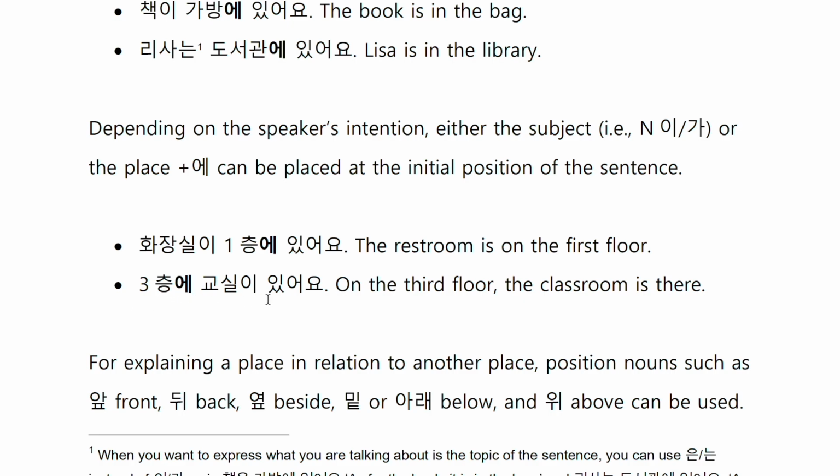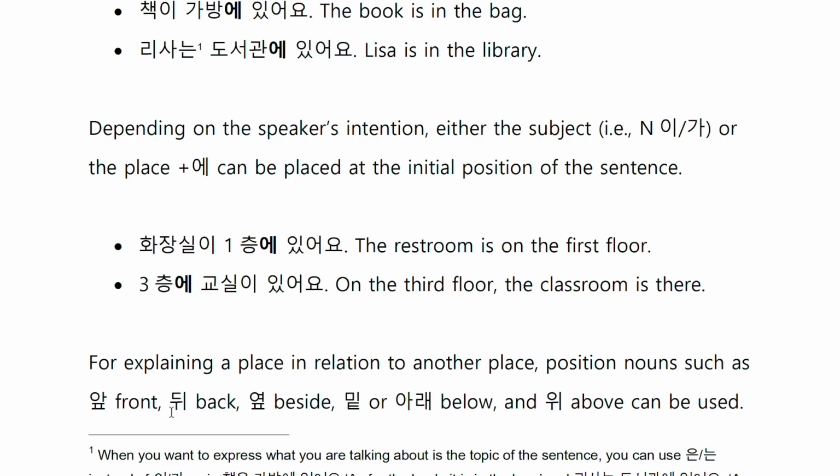3층에 교실이 있어요. So 3층 third floor and 그럼 at this place 교실이 있어요. 그럼 there is a classroom. The classroom exists. 그래서 on the third floor, the classroom is there. 이렇죠. 예.